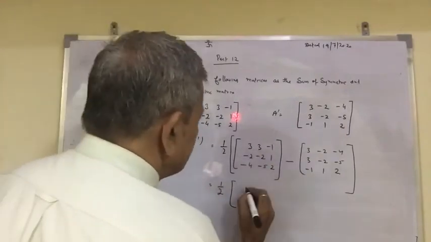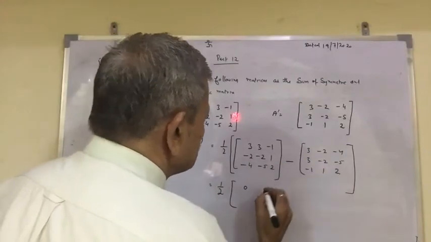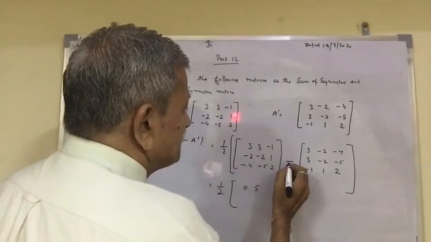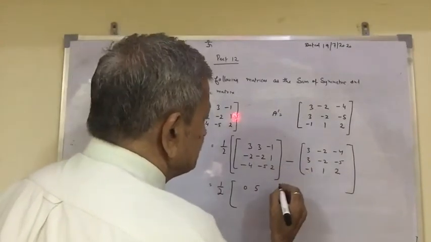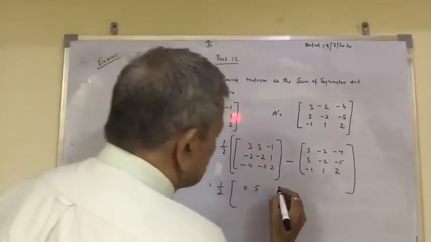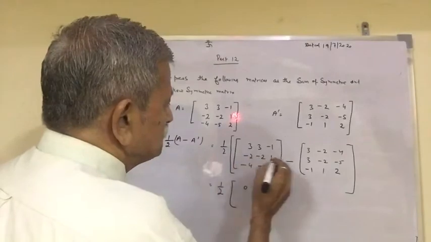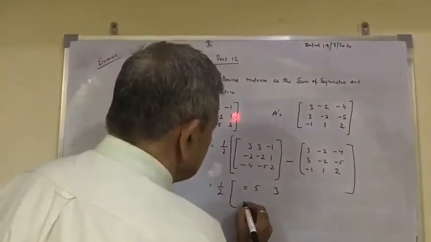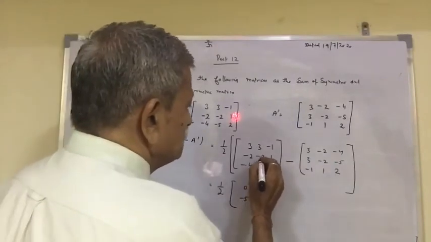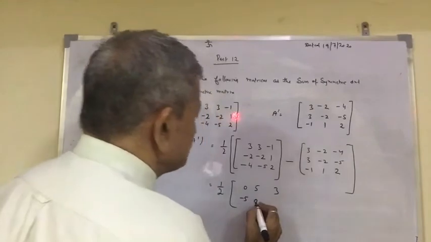3 minus 3 is 0. Then 3 minus minus 2 will give you 5. Then minus 1 and this will be plus 1, plus 4, you subtract 1. So, you would get 3. Now, minus 2 and this is minus 3, it gives you minus 5. Minus 2 and minus plus 2 gives you 0.